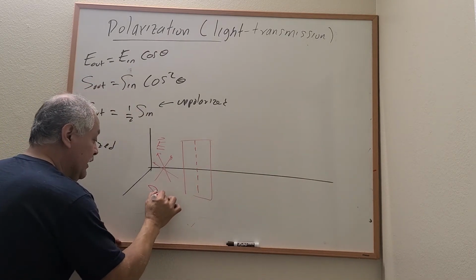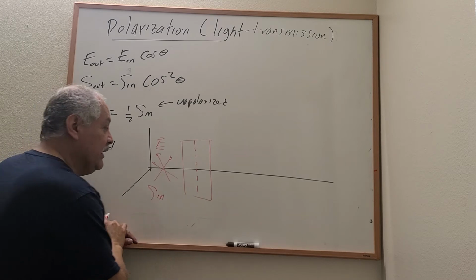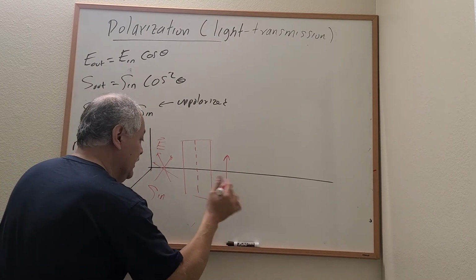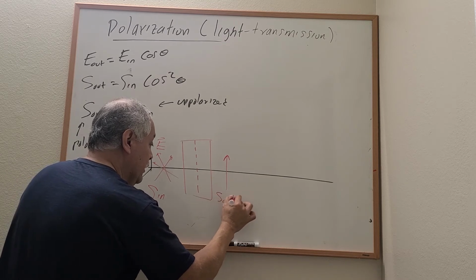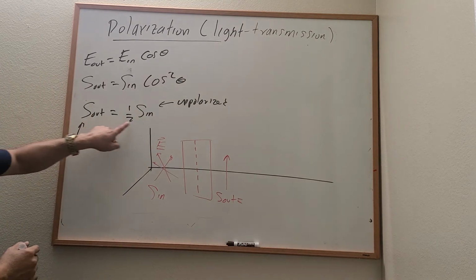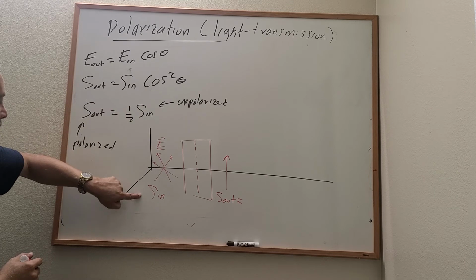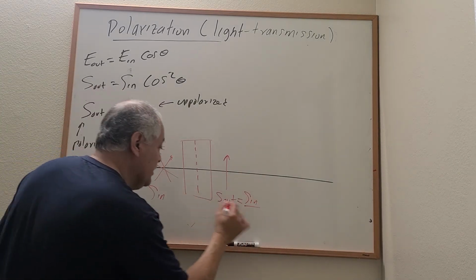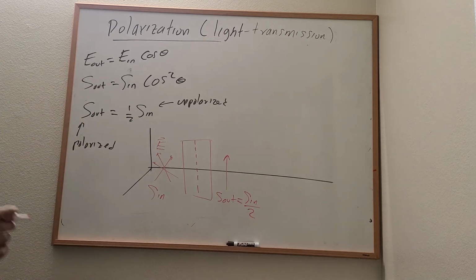This is the incoming intensity, and this is the outcome. The intensity equals what? When the incident light is unpolarized, it equals 1/2 of the incident one, correct?